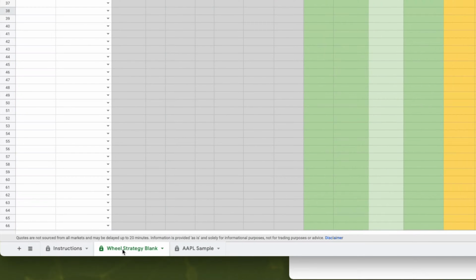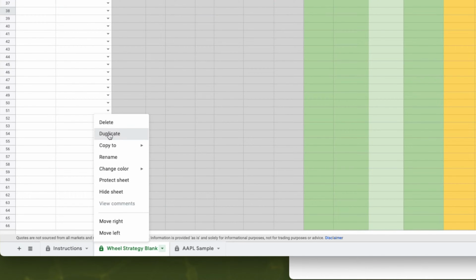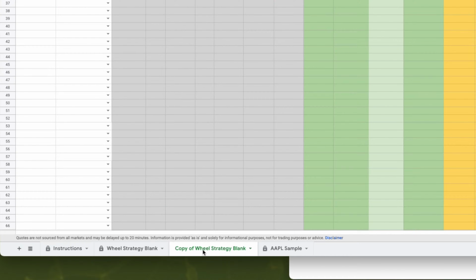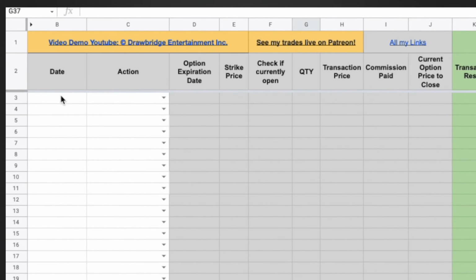To start a blank one, we just right click and say duplicate. Then it's going to make a copy, and we can rename that whatever we like. In this case, I'm just going to rename it AAL, which happens to be American Airlines. The reason I would do something like that is because maybe I want to start the wheel strategy on American Airlines. My spreadsheets are designed in a way that is pretty simple.